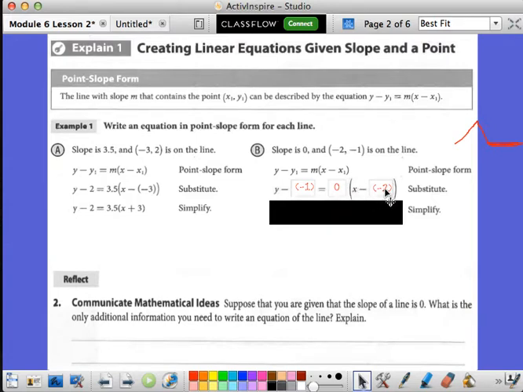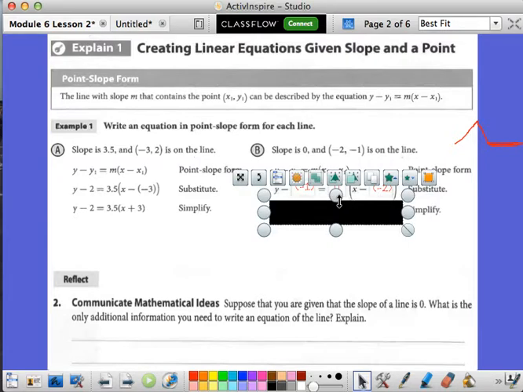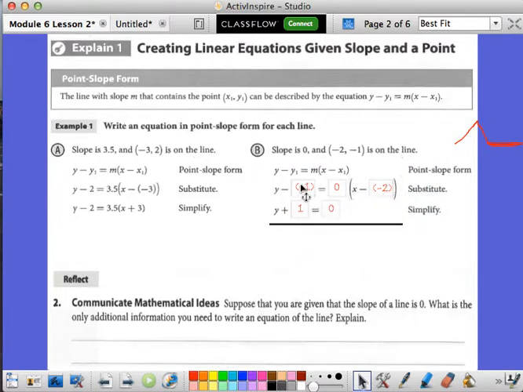But now here's the thing. When it comes to multiplying 0, anything times 0 is 0. So anytime you have a line that has a slope of 0, it's just going to be your y value minus the other y value is equal to 0. Now in this case it's addition because minus a negative is the same thing as plus a positive. So when you have that 0 slope, when you're in point slope form, you're going to have 0 on one side of the equation and your y on the other side of the equation.